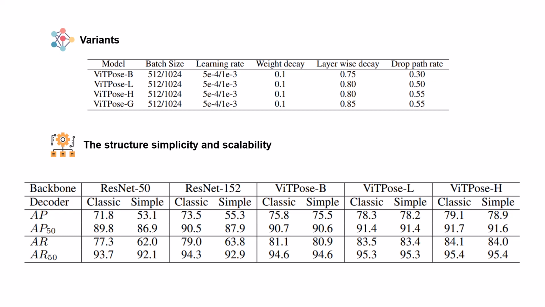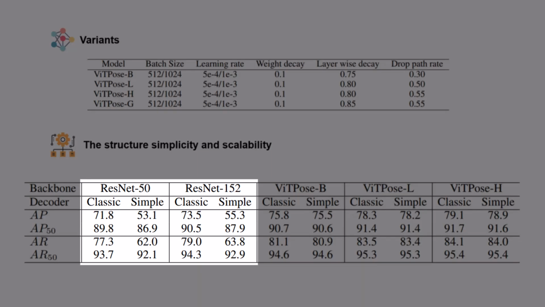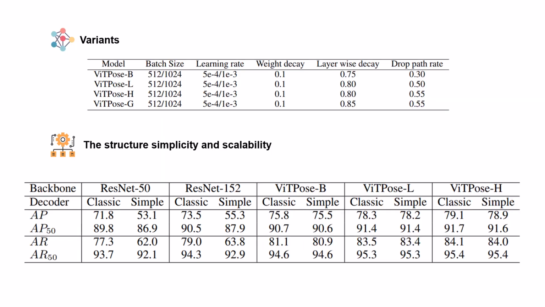So let's just say instead of having Vision Transformer as the encoder, I use ResNet50 or ResNet152. Now if we look at the choice of decoder, one of them was classic with 2 deconvolutions, the other simple with 1 bilinear interpolation, we can see that for ResNet50 in all cases, or even ResNet152 in all cases, it is worse than the ViT counterpart. And the other thing is that when I switch from classic to simple on ResNet, the result becomes much worse, while on ViTPose it becomes only a bit worse.